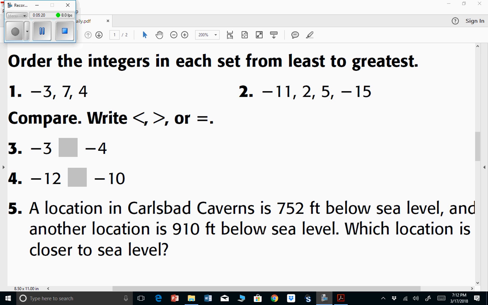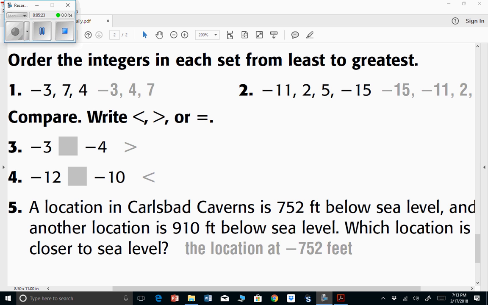Turn it back on when you're ready to check. And here are the answers. Number 1, -3, 4, 7. Number 2, -15, -11, 2, 5. Number 3 is -3 is greater than -4. Number 4, -12 is less than -10. And 752 feet below sea level would match up with the number -752 feet.